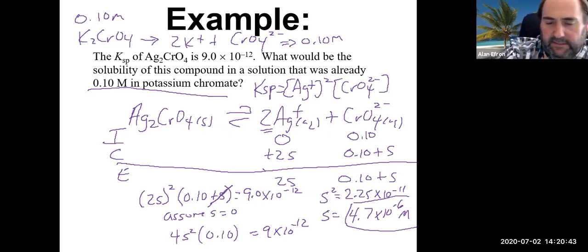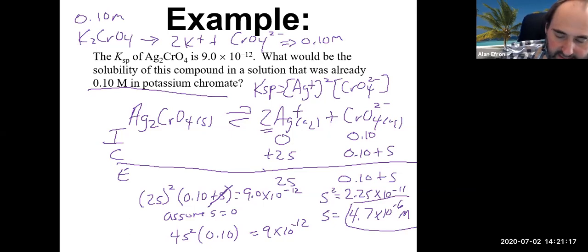I think I missed a number there. Let me double check real quick. Did I miss it? Hang on one sec. 4 times 0.1, and 9 times 10 to the minus 12 divided by that. I thought I missed a 0 somewhere. Let's see here. And we want to square root. 4.7 times 10 to the minus 6, I think. So, any questions on that?